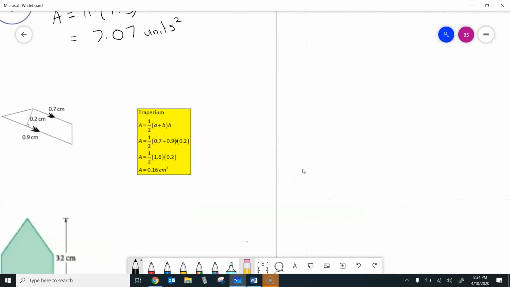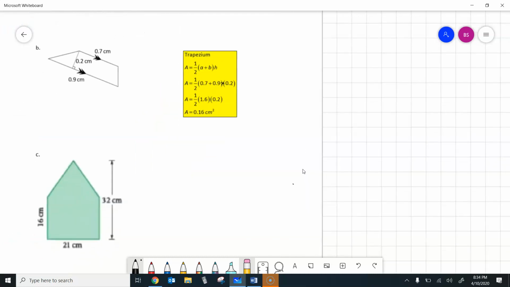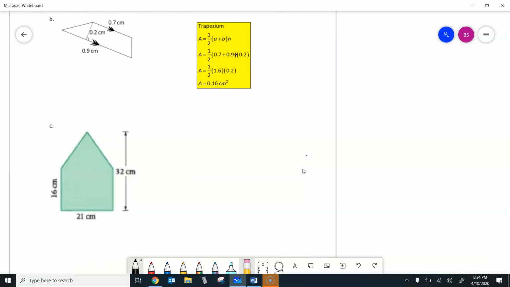Okay, multiplication sign there, and you type that all into the calculator, and you get 0.16 centimeters squared, and don't forget your units. Okay, C. Again, stop the video if you haven't yet done this one. Give it a go, and then come back.